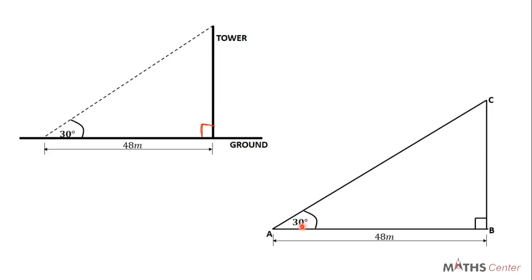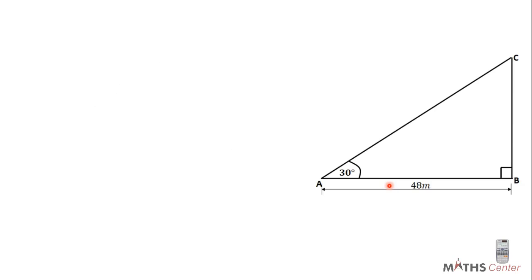This angle here is 30 degrees. From point A to point B is 48 meters, as we can see here. The question says that we should find the height of the tower. Now, from this diagram, you can see that the height of the tower is BC. BC will give us the height of the tower. So let's use this information to find BC.